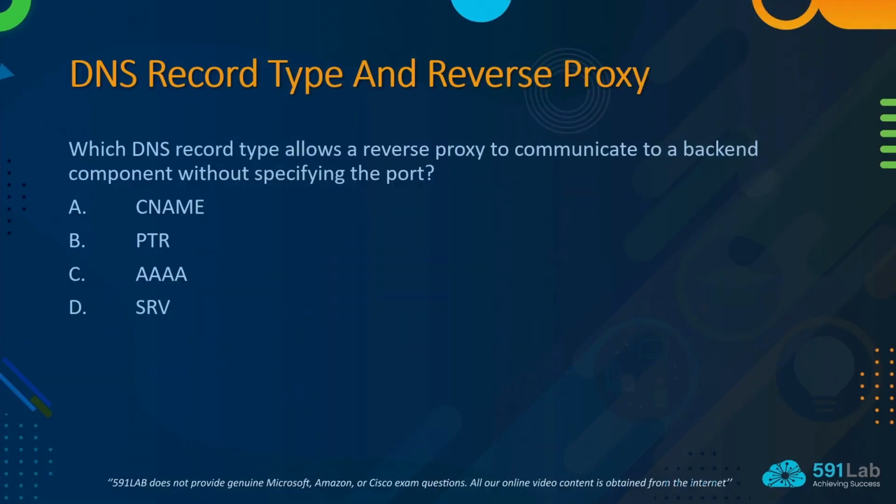The next topic, DNS record type and reverse proxy. Which DNS record type allows a reverse proxy to communicate to a backend component without specifying the port? Option A, CNAME. Option B, PTR. Option C, AAAA. Option D, SRV.